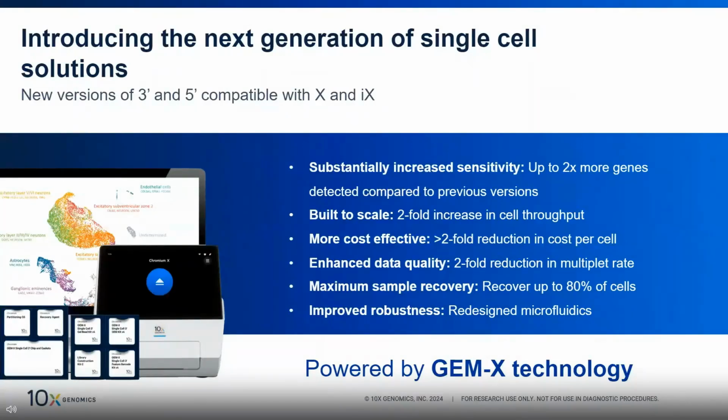We've made other improvements through the microfluidics that allow us to cut the multiplet rate in half, improving data quality, and we've also been able to increase the cell recovery. So now up to 80% of the cells loaded can be recovered in a run, which is excellent for really low recovery samples, especially some of those really critical clinical samples. And all of this has been, in part, driven through the redesigned microfluidics to improve robustness and assay performance.